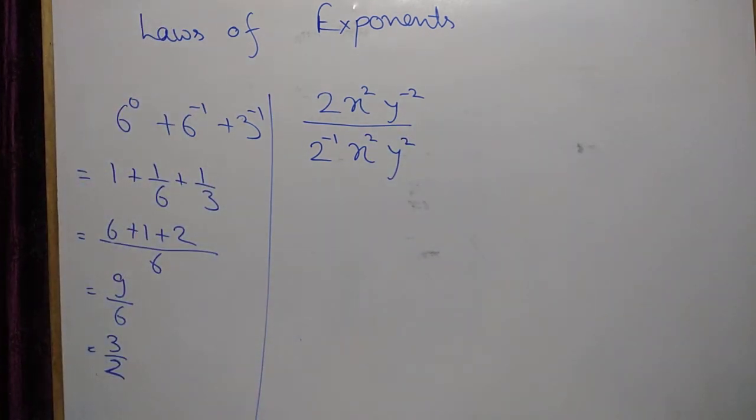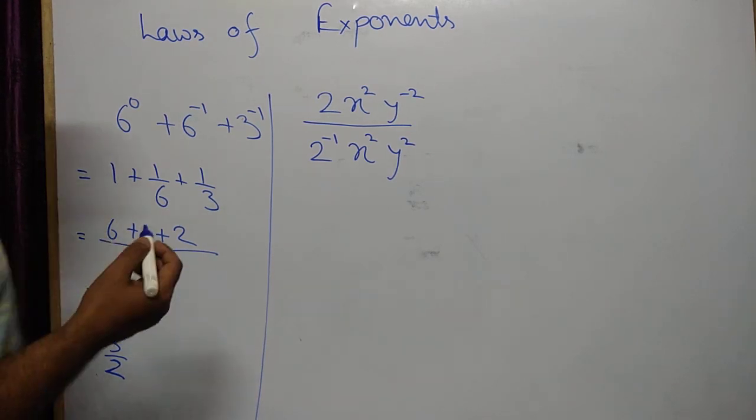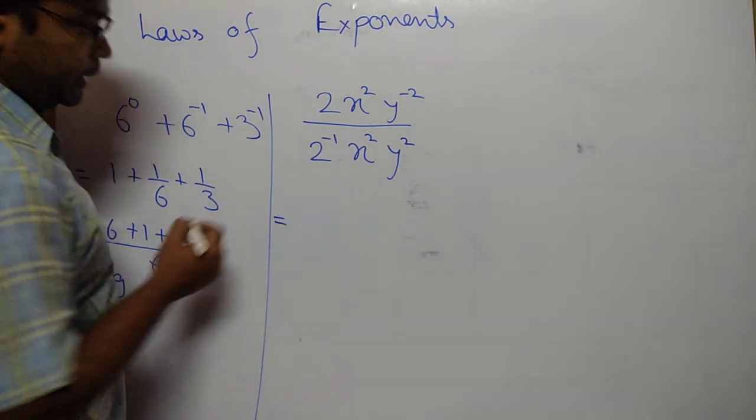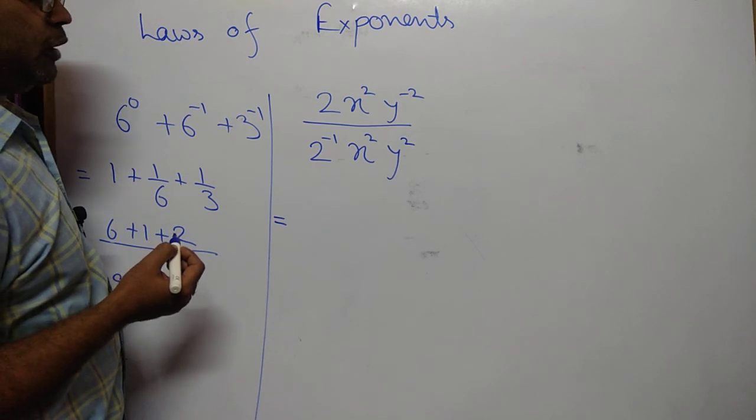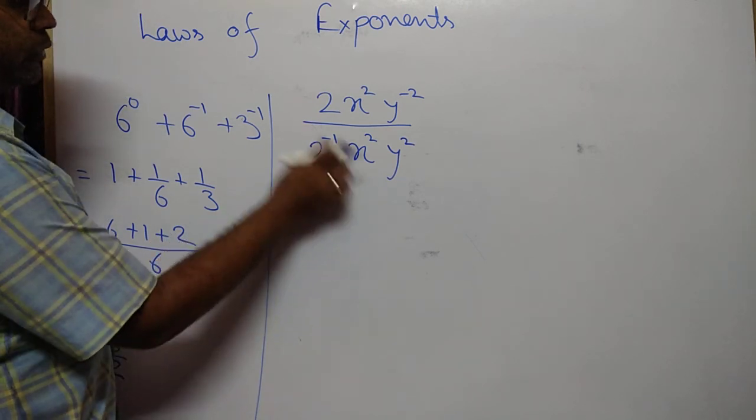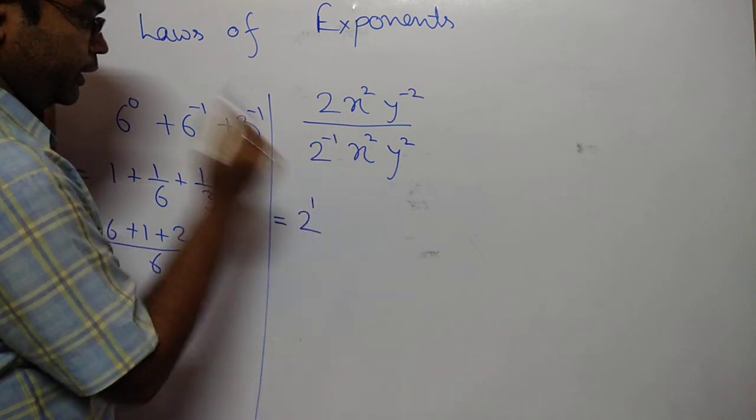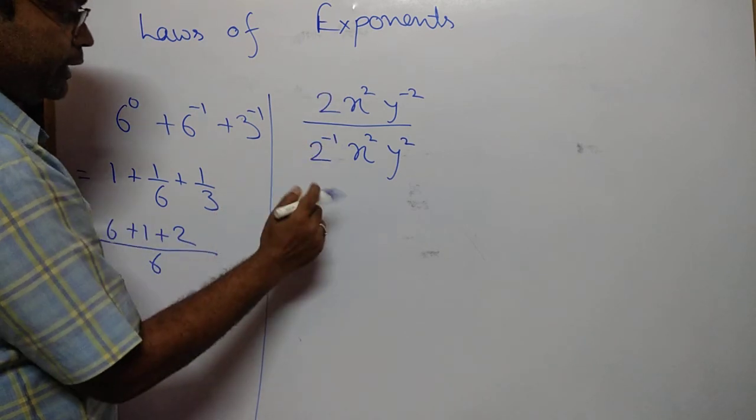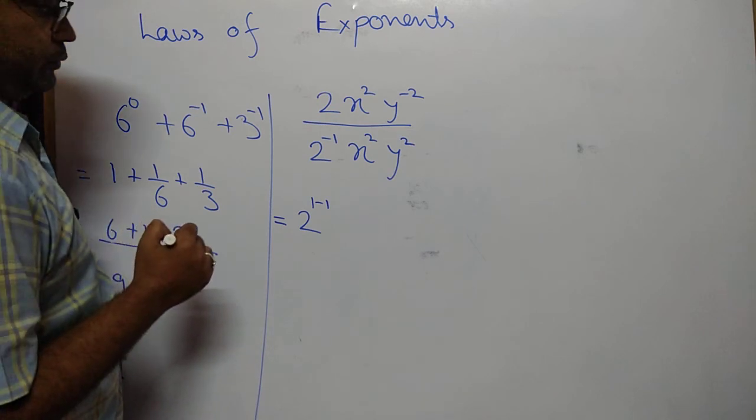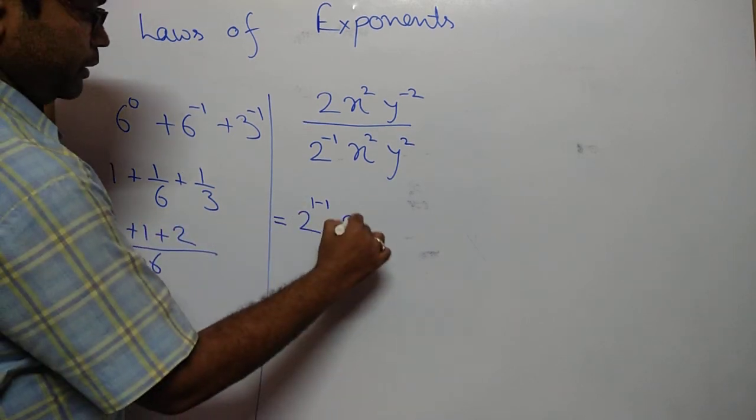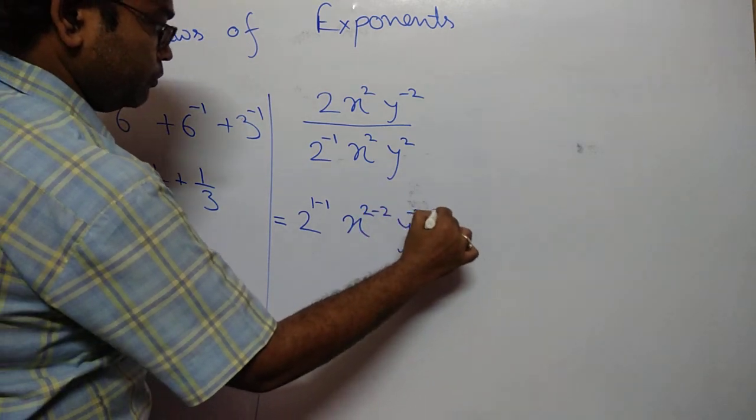See, I'm not going to rub the left hand side. Remember, if this type of condition occurs and we have to simplify, first we check the bases. How many bases are there? 2, x and y. So 2 to the power 1 already, here minus 1, so 1 minus 1. x to the power 2 minus 2, y to the power minus 2 minus 2.